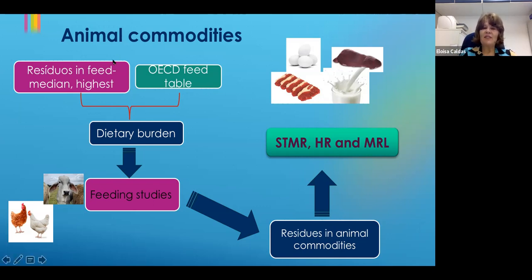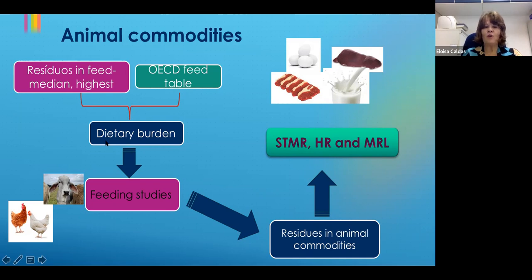And then, so the procedure is basically what we do for humans. You multiply the residues in the feed times the consumption of each cattle in the feed consumption table. And then you calculate for humans, you're going to see more closely, you calculate the human intake of that pesticide through the consumption of food.